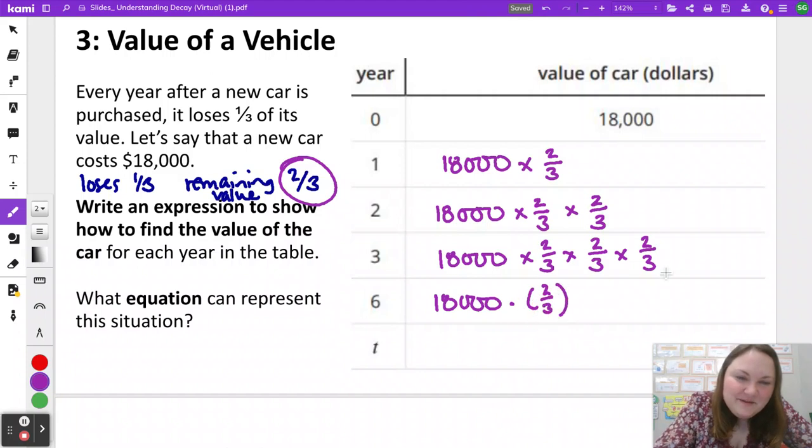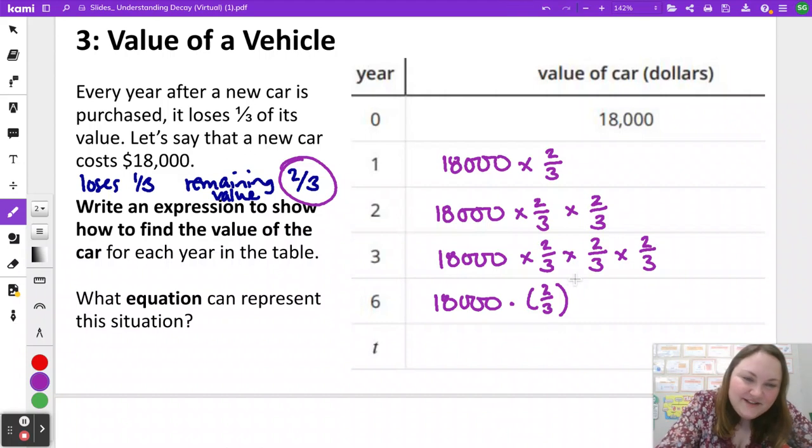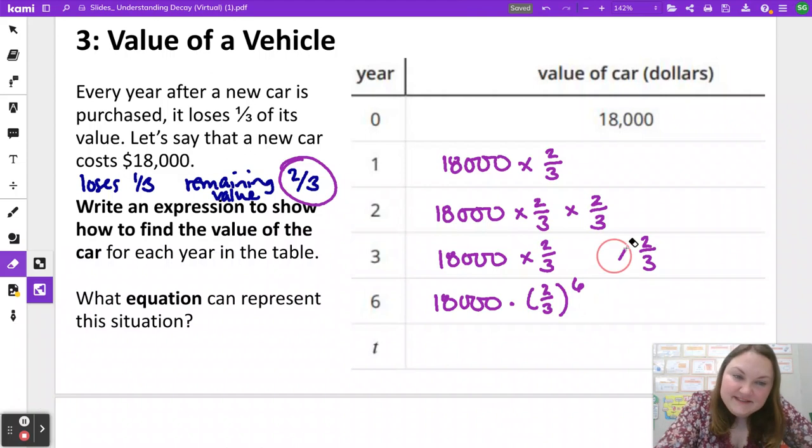How many times am I multiplying it by two-thirds? Well, once for every single year. So for year 6, instead of writing times two-thirds, times two-thirds, times two-thirds 6 times, I can just say times two-thirds to the 6th power. And I can even rewrite these other ones using exponents as well.